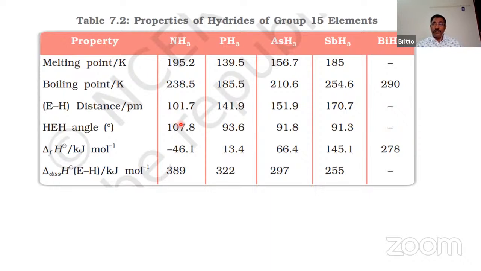ஹைட்ரஜன் பாண்டிங் எப்போ பாசிபிள்? When the element has high electronegativity and small size. Small size, high electronegative element, then they'll form hydrogen bonding. Whereas all other elements, they form van der Waals attraction.